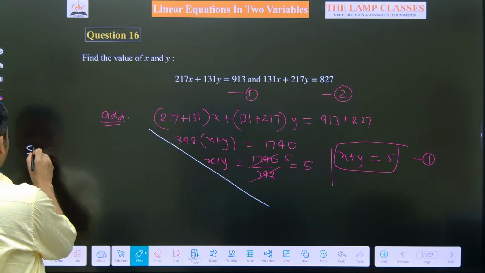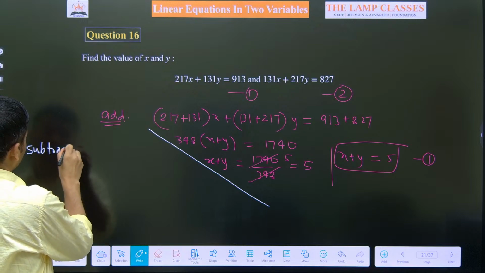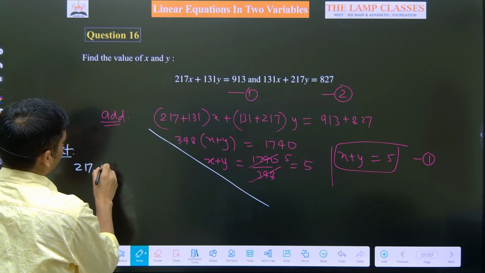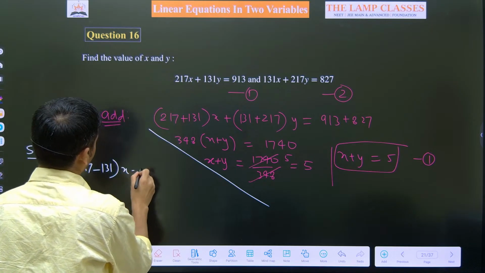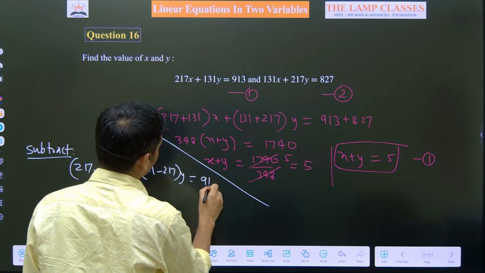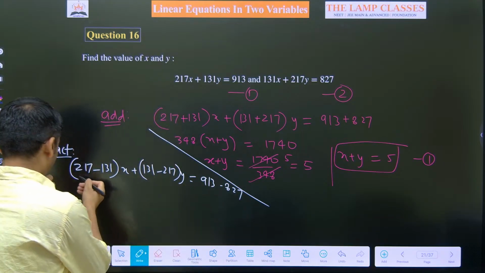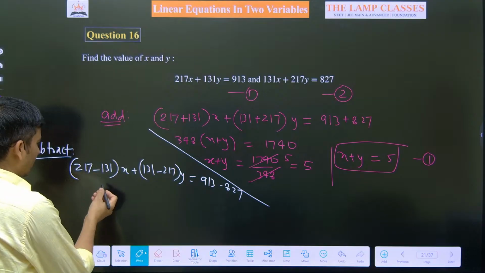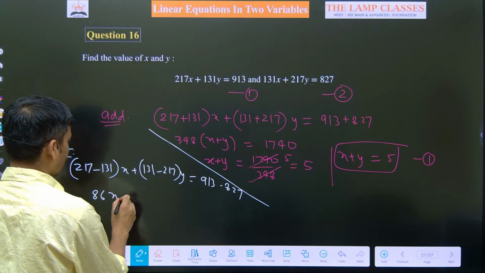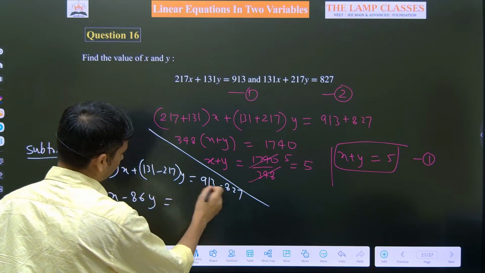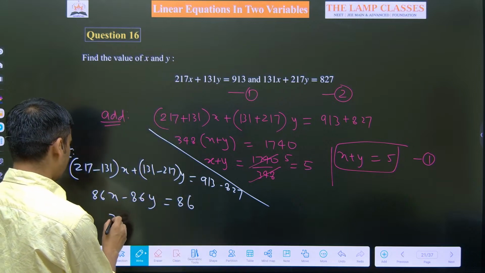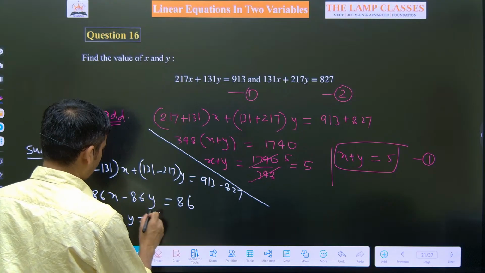And then we do subtract. So it will be (217 minus 131) times x plus (131 minus 217) times y is equal to 913 minus 827. That is 86x minus 86y, and the right side will be 86 as well, right? Now we can cancel 86, so it is x minus y is equal to 1. This is equation number 2.